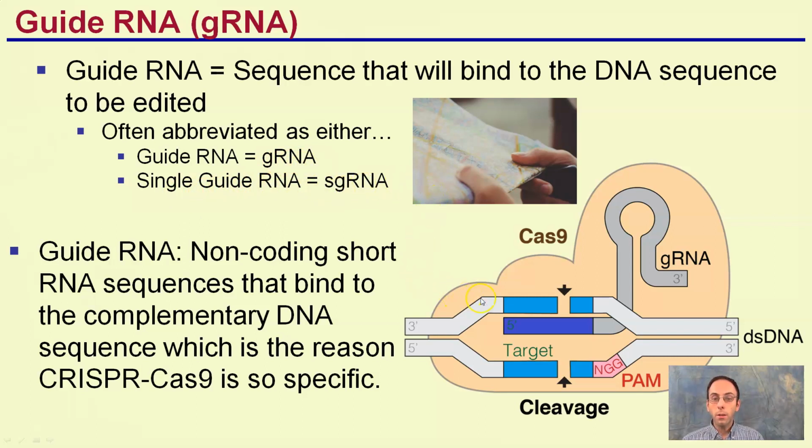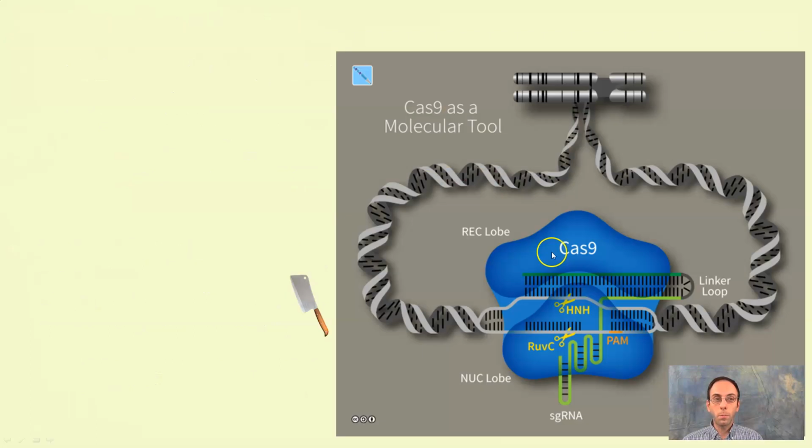This guide RNA is non-coding. It's a short RNA sequence that will bind to the complementary DNA sequence. So we see the double helix, double strand of DNA here, and here it's binding 5' to 3'. This sequence is the reason CRISPR can be so specific, it's looking for these specific nucleotides. That guide RNA is encased and wrapped here in the Cas9 enzyme.